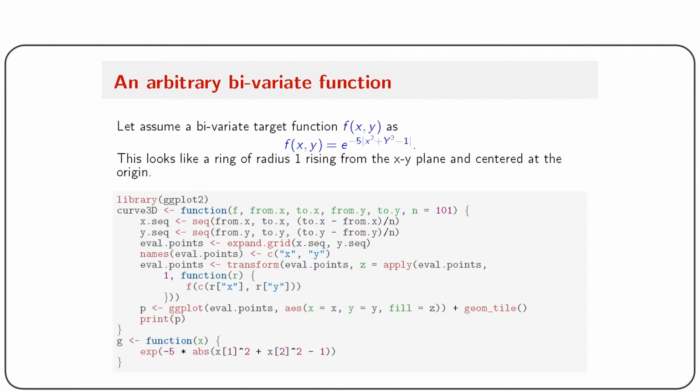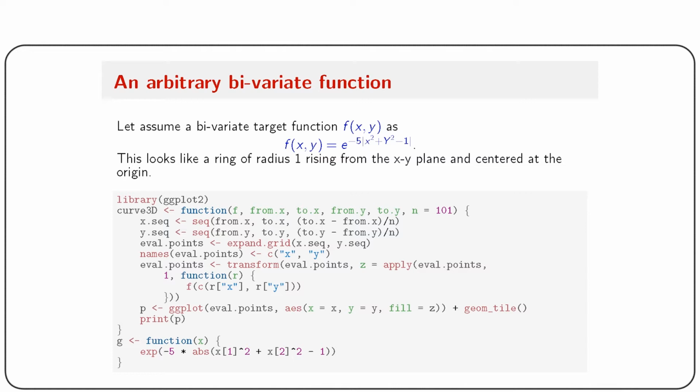Then we'll define an arbitrary bivariate function. So I define a multivariate random walk Metropolis sampler, and now I'm using one arbitrary function, say f(x, y) equals e to the power minus 5 times (x squared plus y squared minus 1) squared, just for demonstration. This looks like a ring of radius 1 in the xy plane, centered at the origin. So first we'll draw a plot of the actual curve of that particular function.